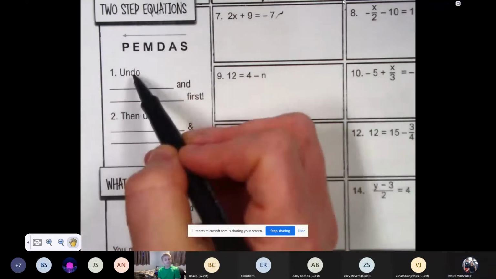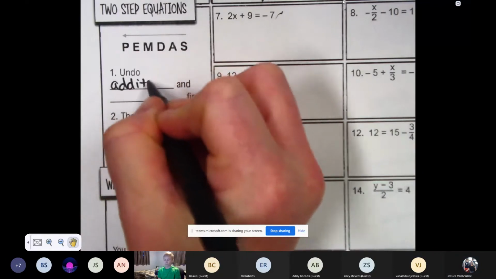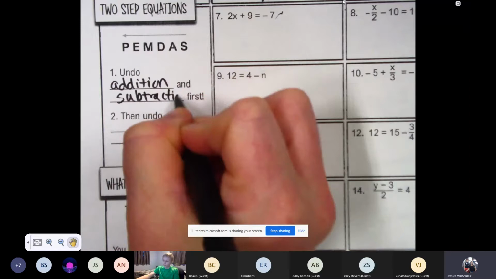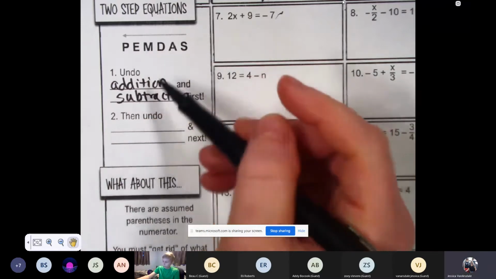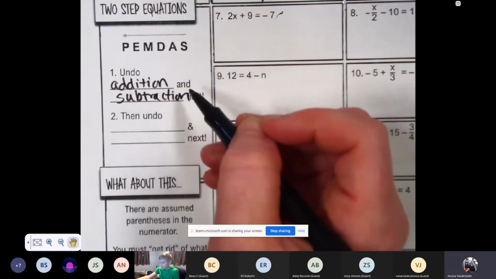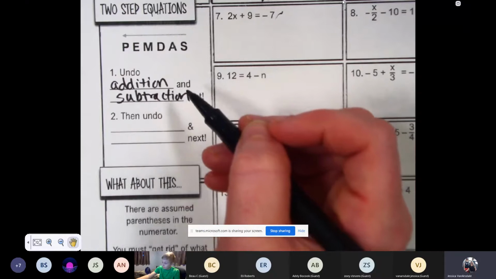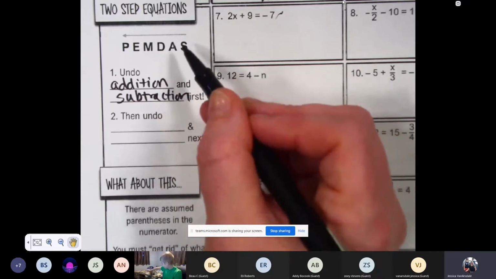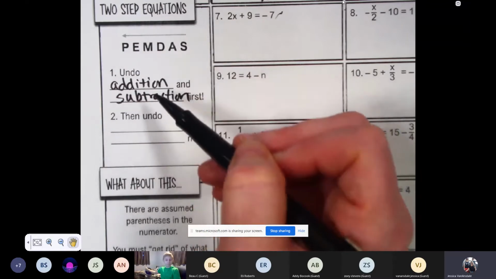So the first thing we're going to do is undo addition and subtraction. That's the same thing as what I said before. You're going to add or subtract first. But another way to phrase it is to undo addition or subtraction. Again, I'm not trying to confuse you. I just think everyone learns in different ways, and sometimes things just click for people in another way. So I want you to think about it like you're going reverse PEMDAS for two-step equations. So you want to undo addition or subtraction first.